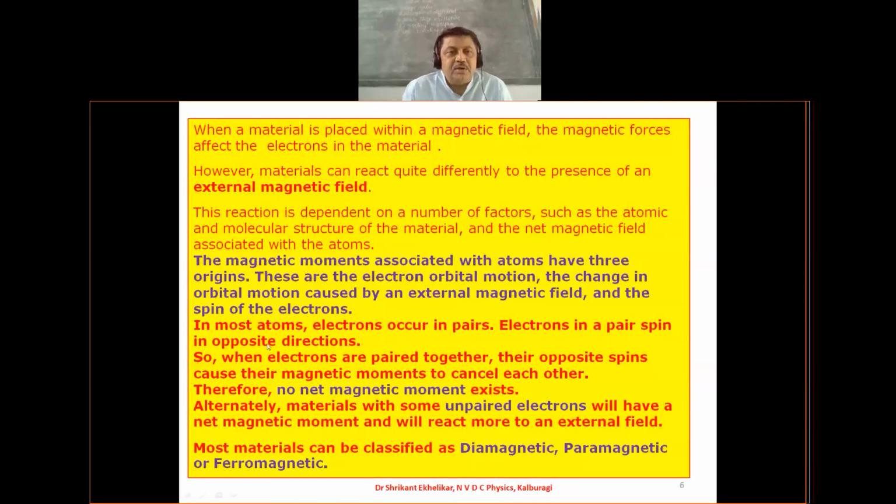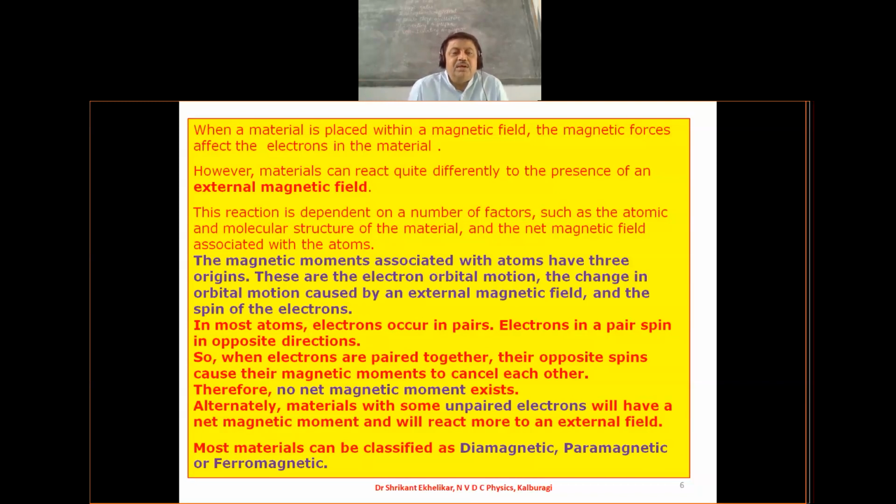So we'll just slightly go back, just have a look at this. When a material is placed within a magnetic field, the electrons of the material are affected. However, materials can show different reactions to the external magnetic field. When we place a substance in an external magnetic field, its electrons behave differently.